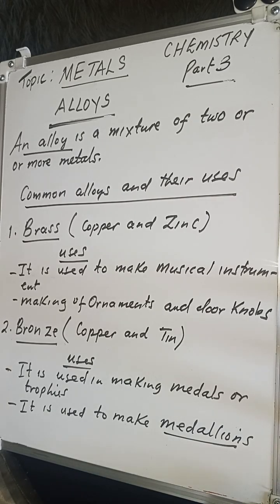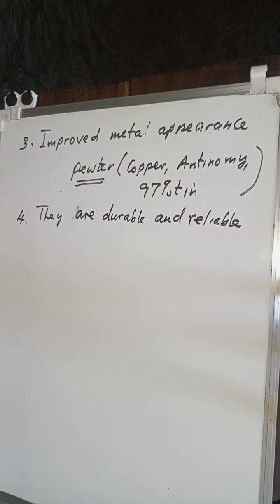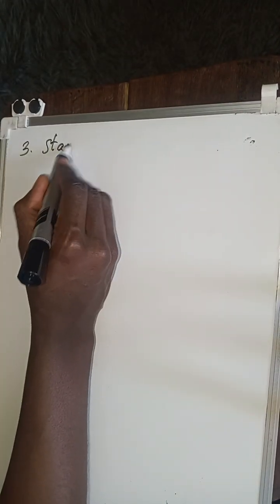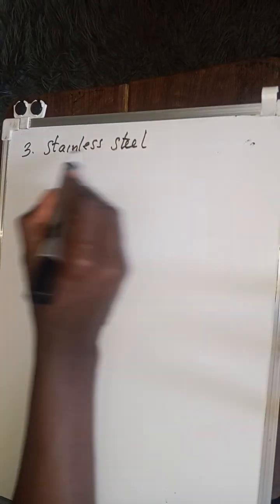So that is some of the common alloys, but let's give you some more. Apart from brass and bronze, which other alloys are you going to be finding in the exam? Another one that you're going to be finding in the exam is what we call stainless steel.